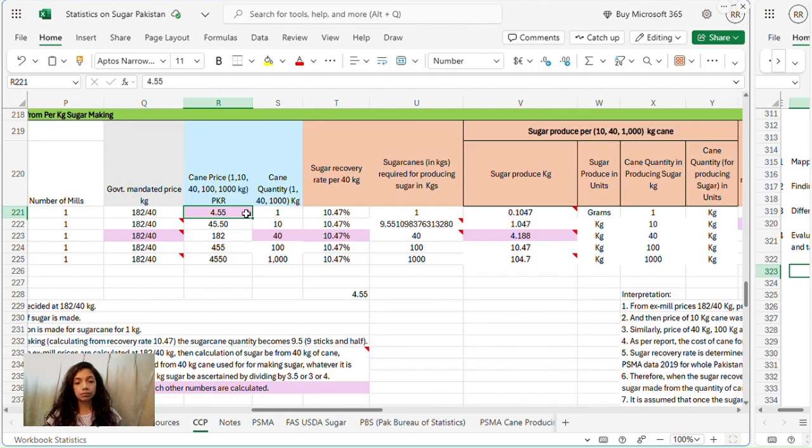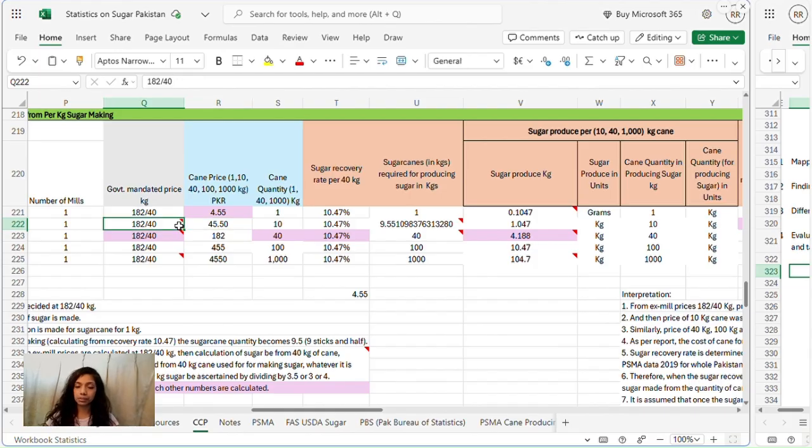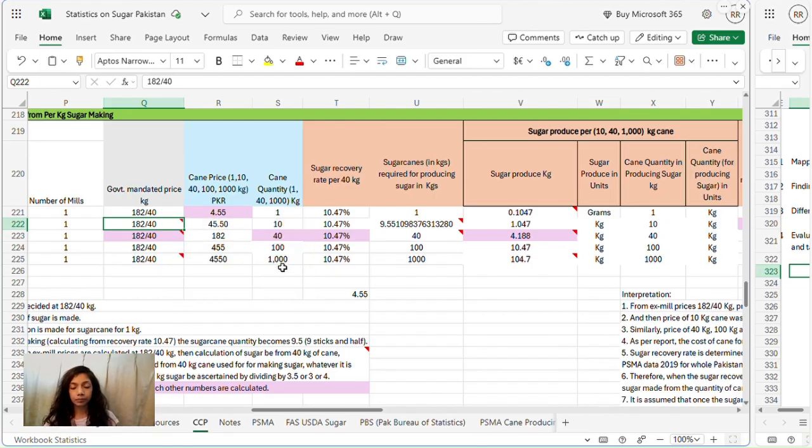And then with this, you are going to multiply, that is the cost of 1 kg cane. 1 kg cane is also equal to 1 stick of cane. And when you multiply this 4.55 with 10 kg of cane, you're going to get 45.50. The cost of 10 kg of cane with reference to government mandated prices, indicated prices of 182.40.